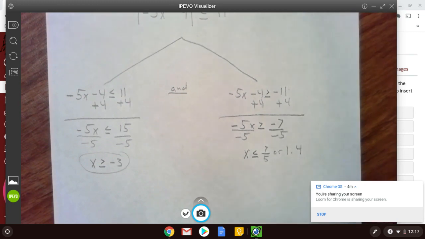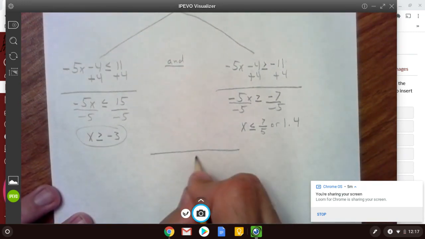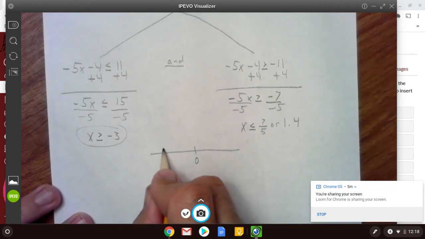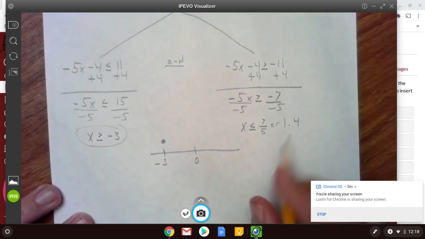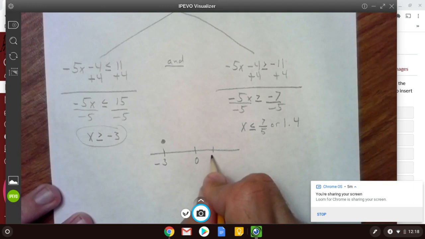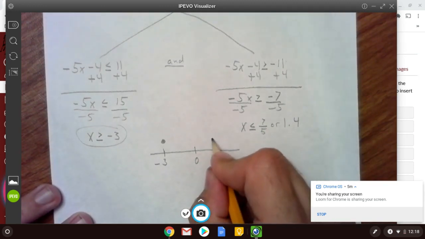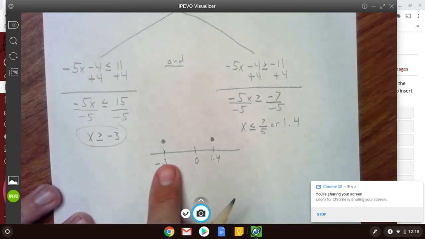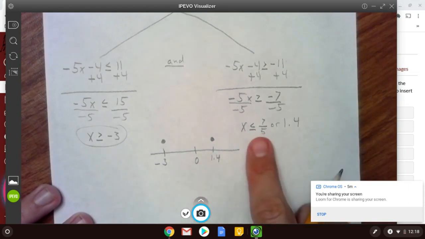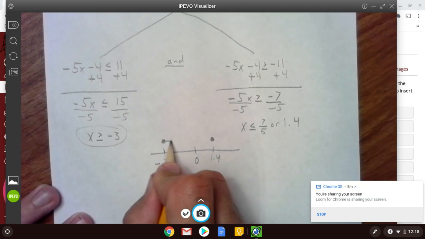All right. So on our number line, our graph here, there's 0. That can be our -3 marker. It's a closed dot at -3. And then at 1.4, we'll have a closed dot at 1.4. All right, so we want it to be greater than -3, so going this way. And we want it to be less than 1.4, so going this way. So we'll connect the two.